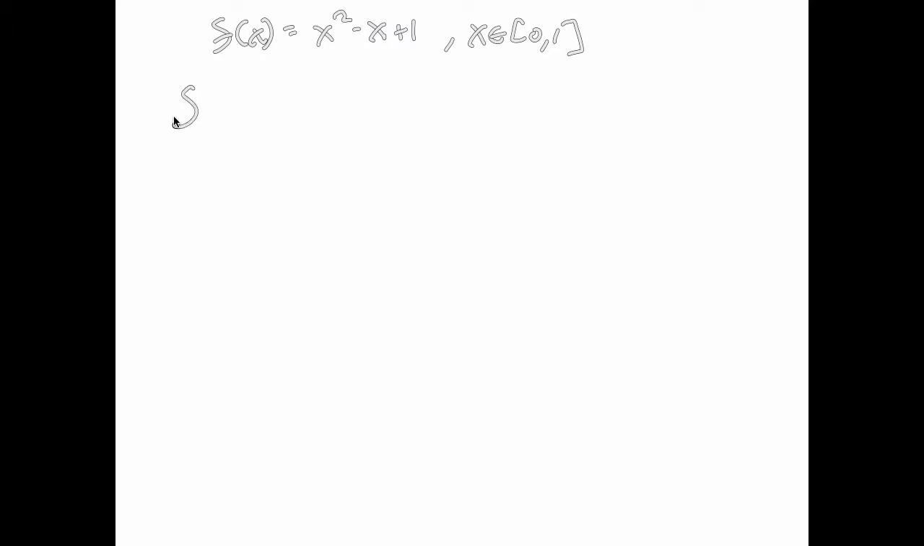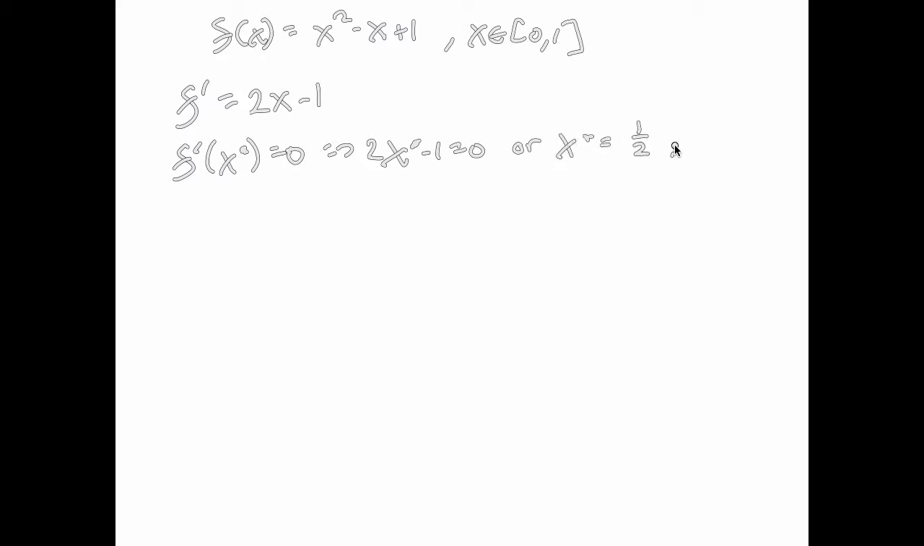First step, we compute the derivative. That's 2x minus 1 using the rules of differentiation we did previously. Step 2, we're going to solve that equation, that first order condition, which implies 2x star minus 1 equals 0, or x star equals 1/2. Step 3, we're going to compute the second derivative evaluated at that point.